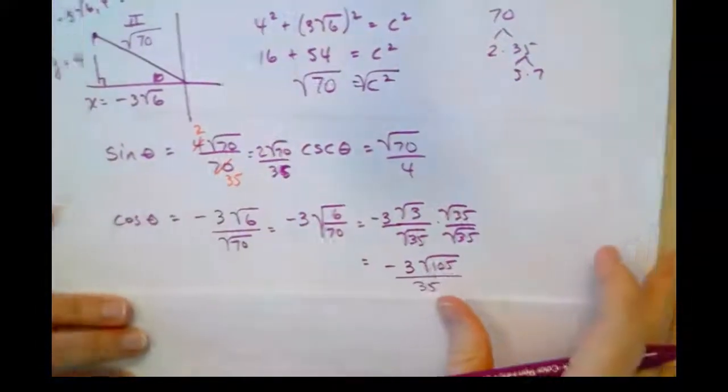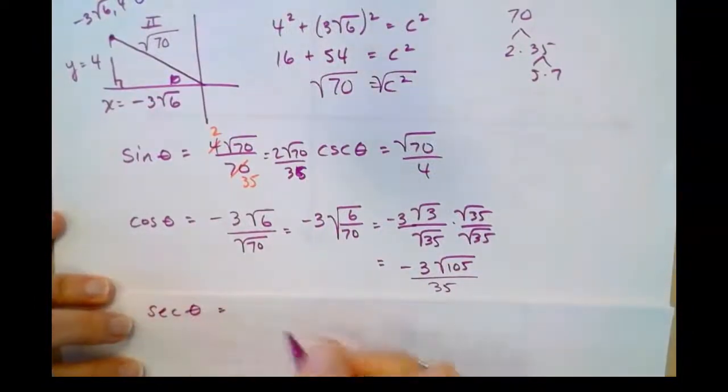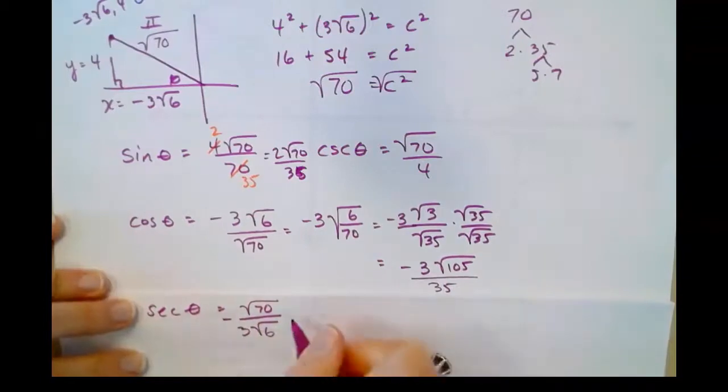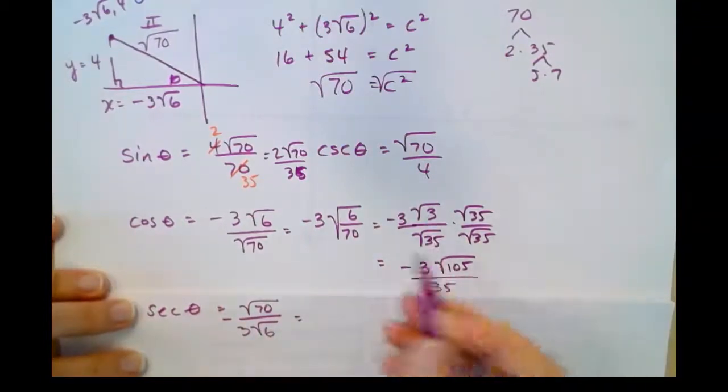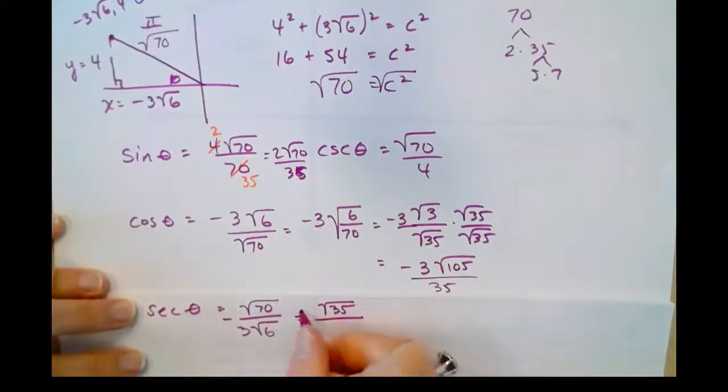So secant is the reciprocal of the cosine. So we're after secant here. So secant is going to be root 70 over 3 root 6. And of course it will be negative. So let's do that same simplification again. So this will be root 35 over 3 root 3. All we did was take a 2 out of both of those numbers and then cancel them.